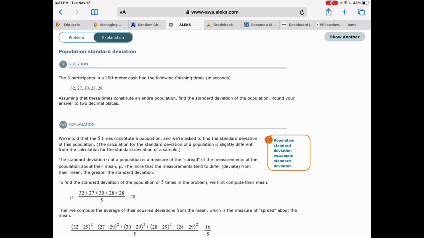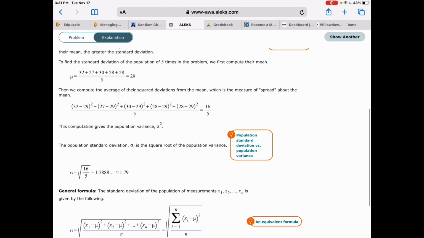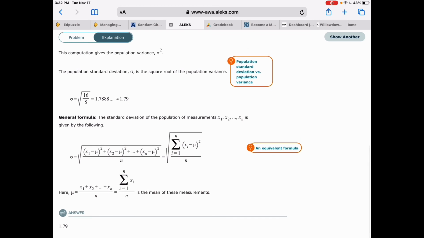Oh, here, we'll hit explanation, and we should be able to check my answer. There we go. So the square root of 3.2 must be the same thing as 16/5. 1.788888 is 1.79. If you wanted, you could look at this. This is the actual formula, but I like to just think actual minus expected squared of each single item, add those all up, divide by n, then take the square root.